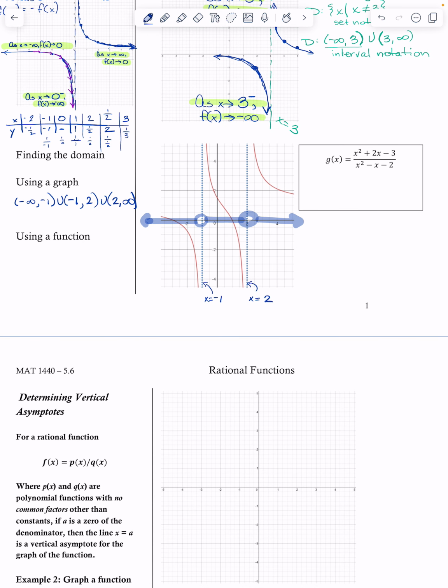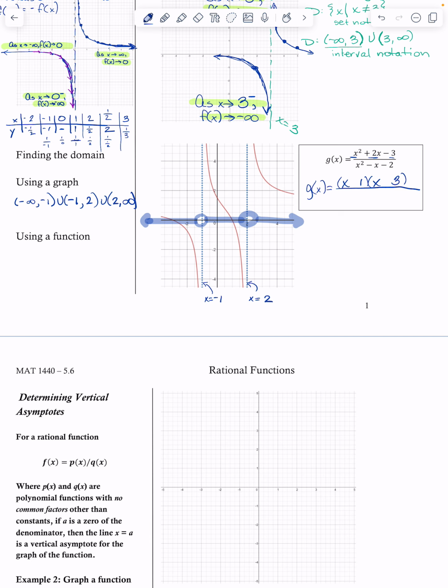Let's see what happens when we use the function. So here's our function, g of x, and this is the function for that graph, so we should end up with the same domain. I'm going to start by factoring the numerator. So here I start with x squared. The only way to get x squared is x times x here. The only way to get a 3, because it's prime, is 1 times 3. I want to end up with a positive 2x, which means it's going to be +3 minus 1.